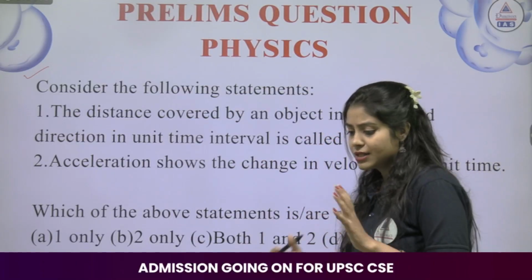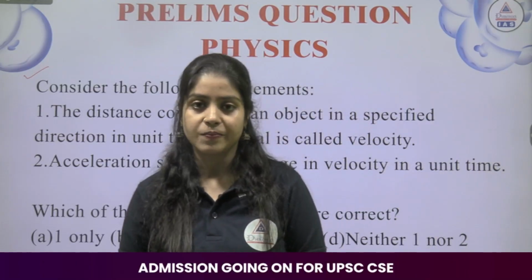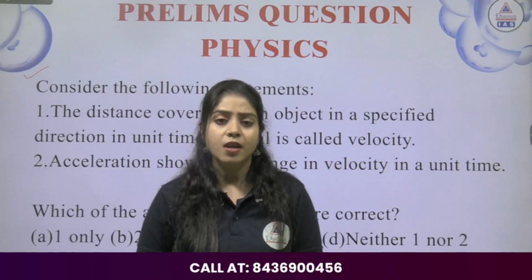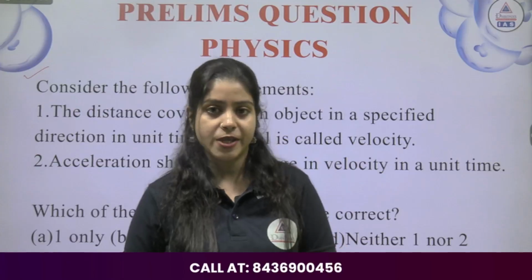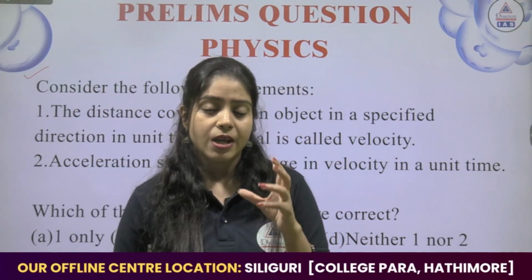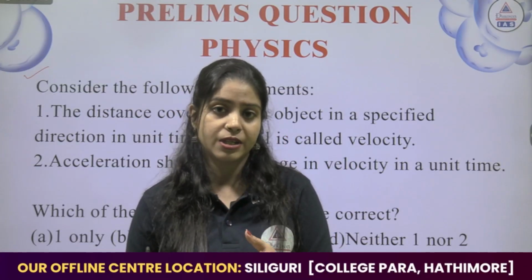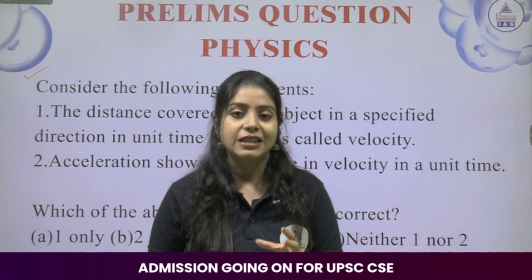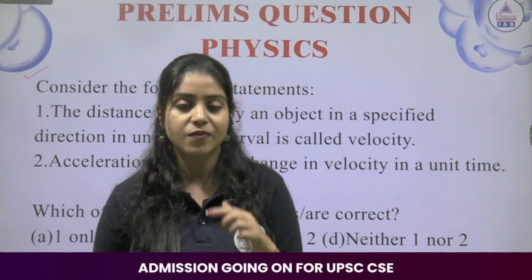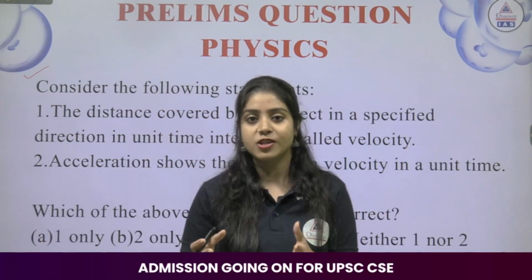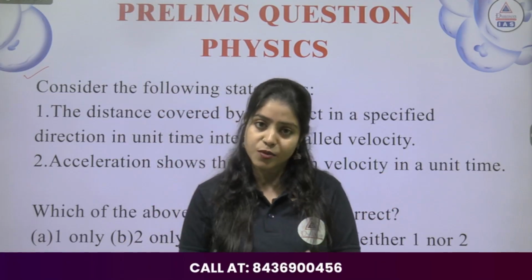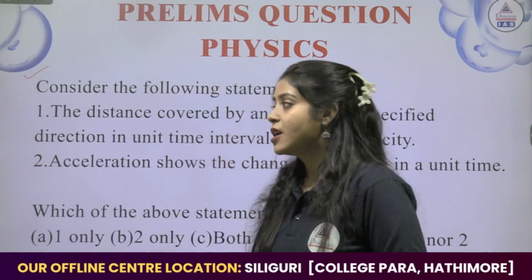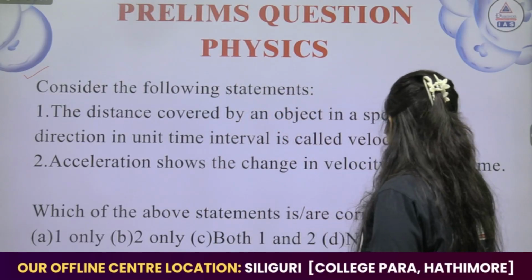Okay. Now, what is the difference between speed and velocity? So, speed means distance by time. Per unit time, you are covering the distance, that is speed. But if the distance covered per unit time is specified in a direction, if you have the direction, then it becomes velocity. So velocity means the displacement or the distance covered per unit time in a specific direction. So statement 1 is correct.